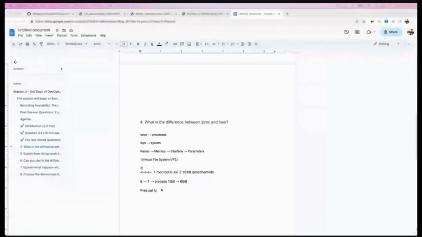I have one more question regarding this topic. We understand all these things, like okay, these are 0 byte in size. They exist in kernel memory. But why do we have these two? Can't we have just one? Either proc or sys, and the kernel will use this as an interface, and we can use it to modify the kernel parameters.